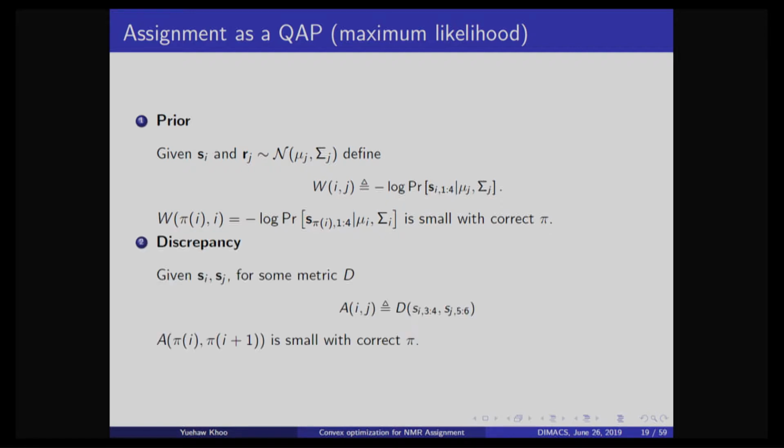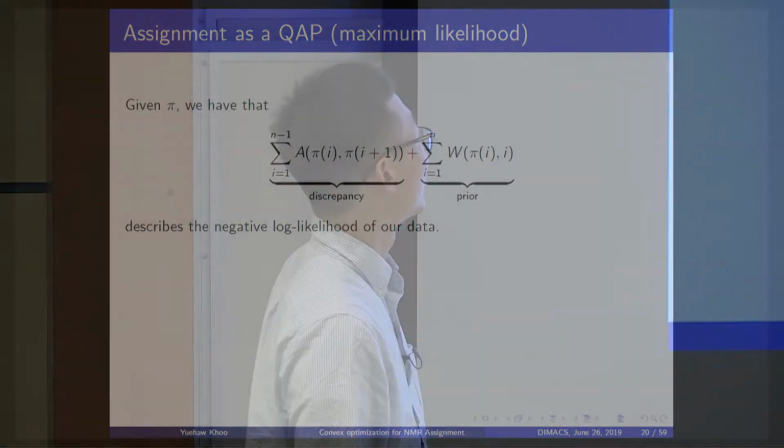The other cost is the following. We form this adjacency matrix A_ij, coming from some metric between every pair of spin systems S_i and S_j. This is essentially saying that if we have the correct shuffling matrix, the adjacent spin systems S_{pi(i)} and S_{pi(i+1)} should have small discrepancy. This is the second cost.